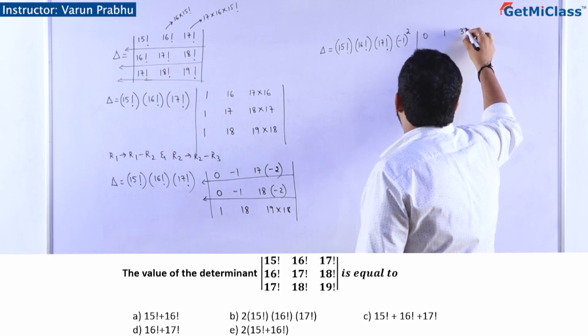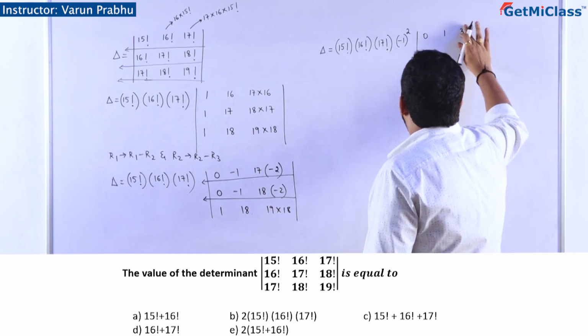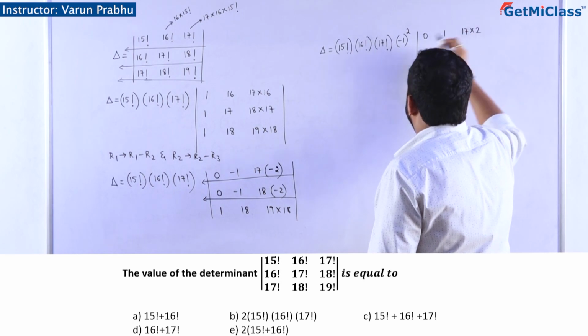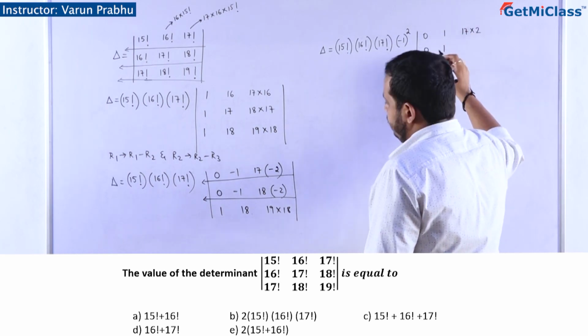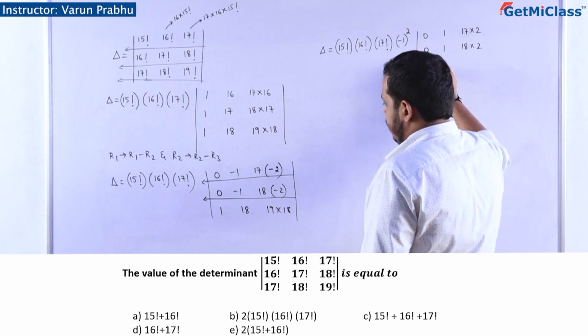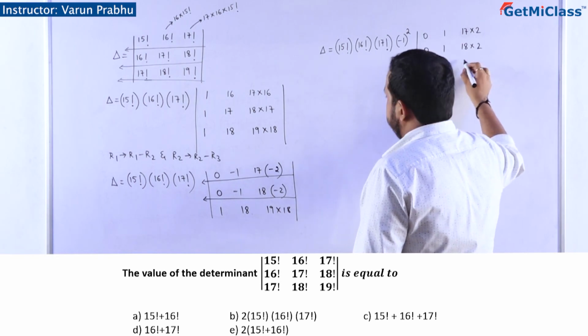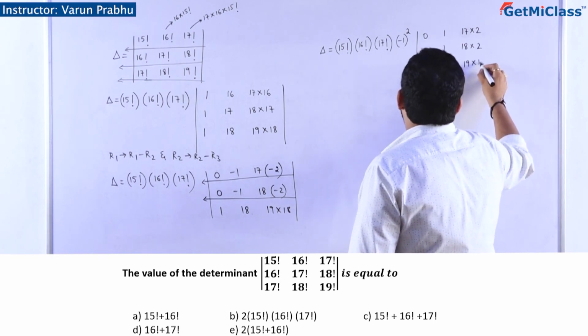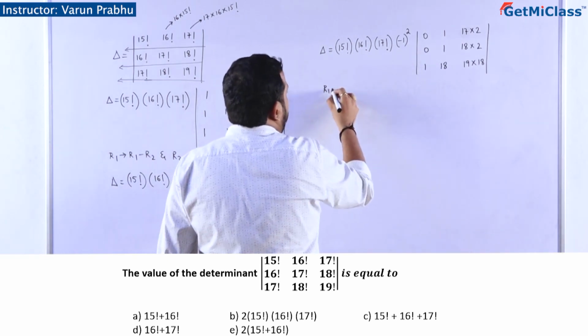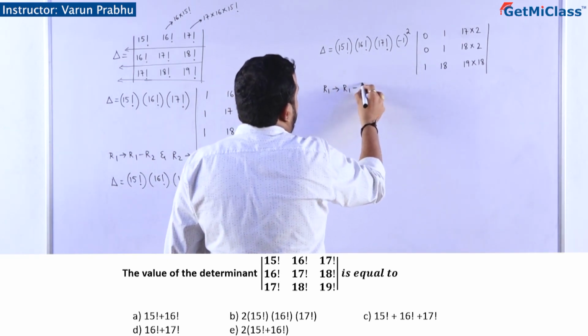17 into 2 will be 34. Or I will write like this only, 17 multiplied by 2. So then 0, 1 and then 18 into 2. Is it okay? And then 1, 18, then 19 multiplied by 18. Is it okay? Then again we can write R1 transforms to R1 minus R2.